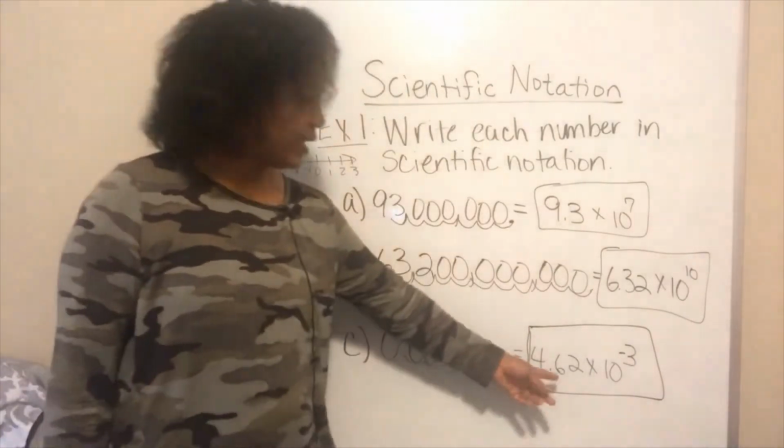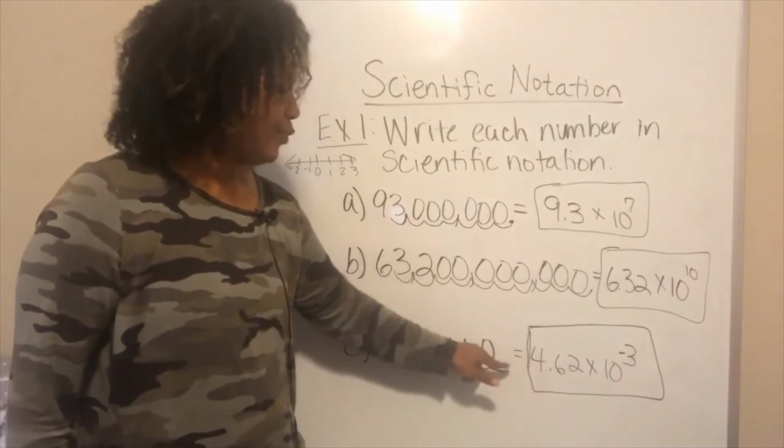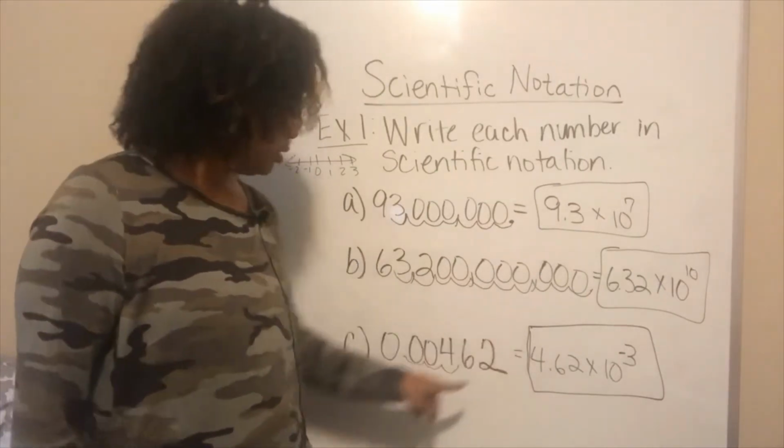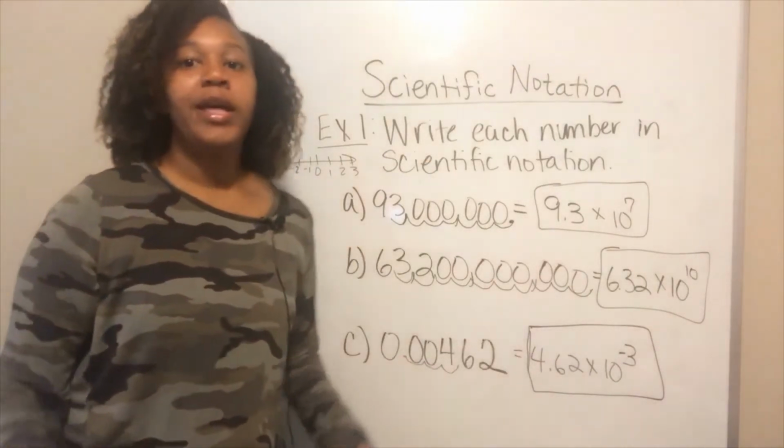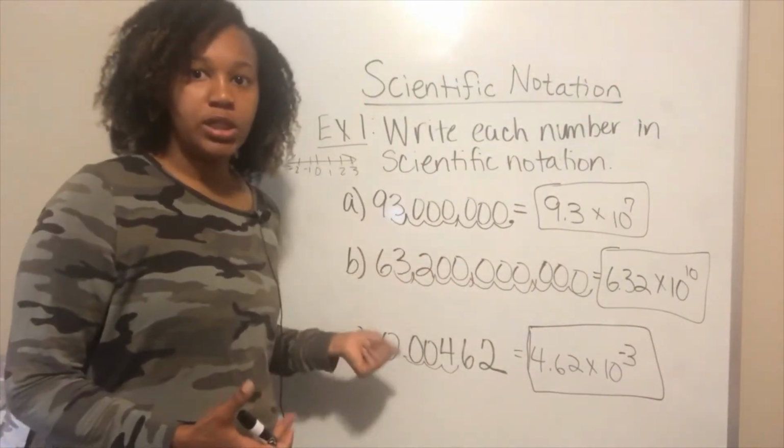And if you want to test it out, negative 3 would mean you would move this to the left. If you move it to the left 3 times, you should have a decimal and 2 zeros. Is what we started with. So this is how you will take numbers and express them in scientific notation.